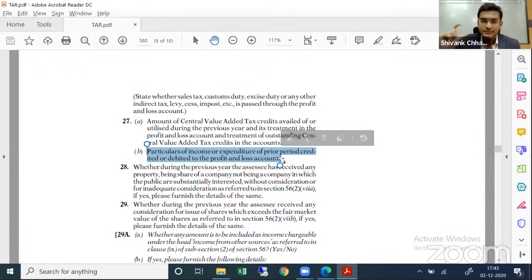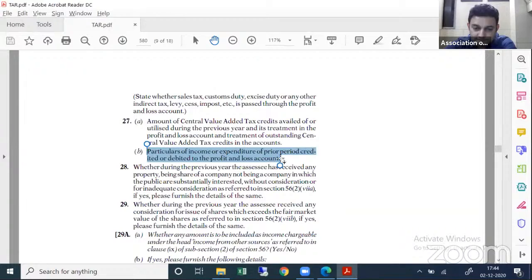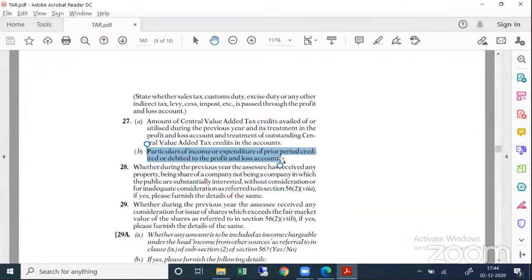But is there a nexus between 27A and 27B? Because they have put it under the same clause 27. Shivangji, please share your view whether there is really any nexus between A and B.